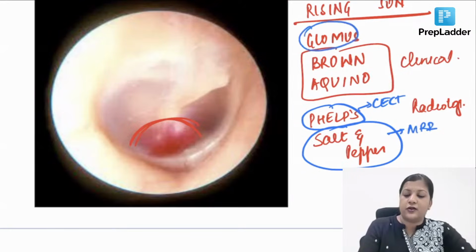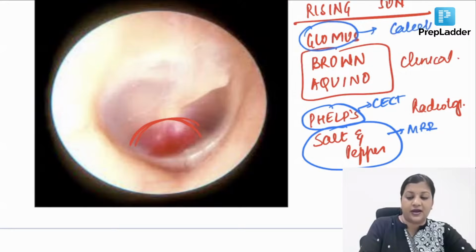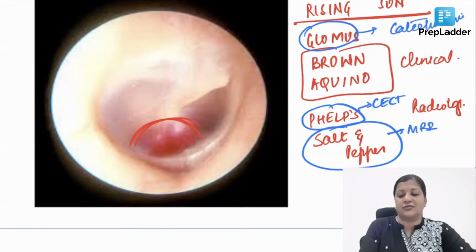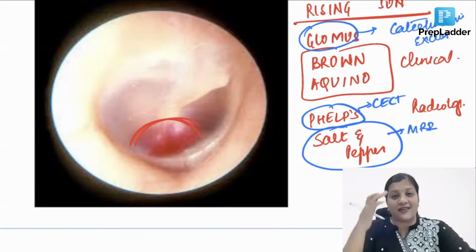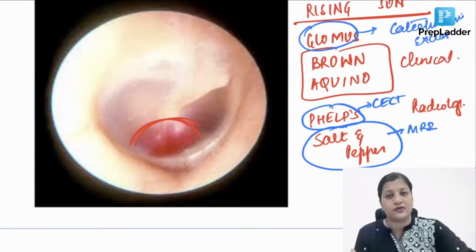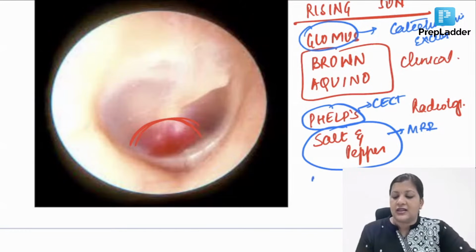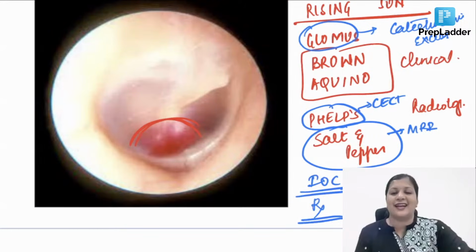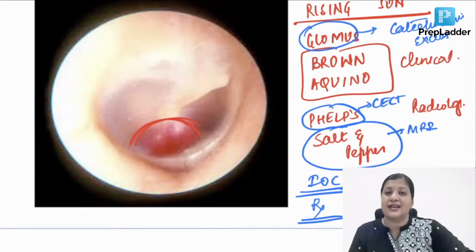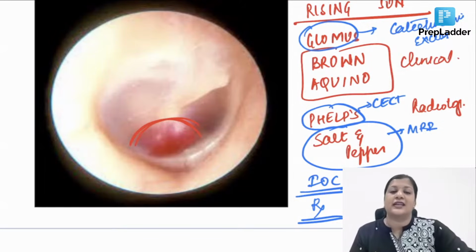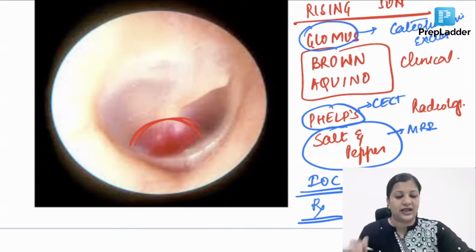Very importantly, glomus will secrete catecholamine. So catecholamine excess is something that you should expect in glomus. So they'll have headache, tachycardia, palpitation, all of those symptoms. And you have to check the catecholamine levels prior to the surgery. The investigation of choice, all of you should be able to recollect, that is contrast enhanced CT scan. You have to treat it by embolization first and then doing a surgical excision. So I think that's all done.